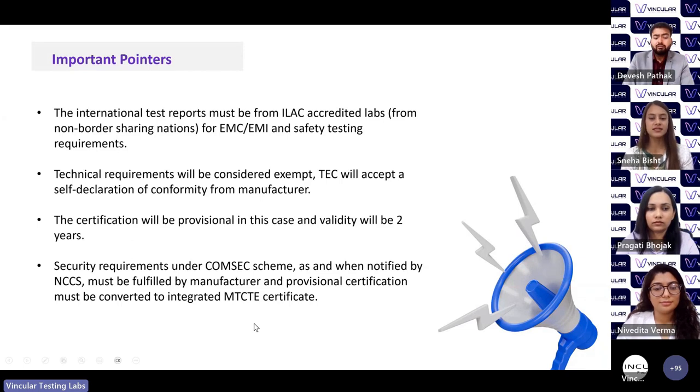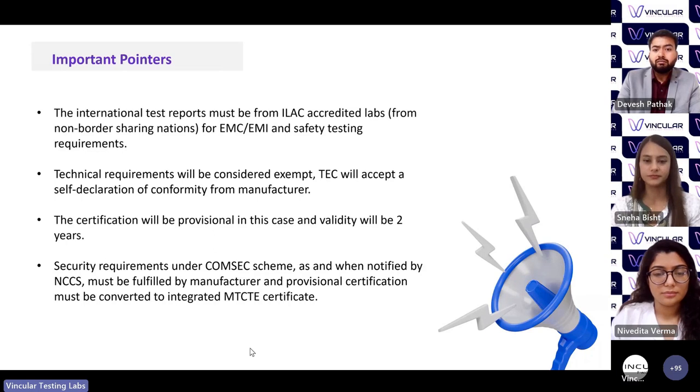The reason behind this is that the labs in the country might not be well equipped to test these technical requirements for devices with high-end current and voltage requirement. Technical requirements not being a traditional global parameter, TEC will accept a self-declaration of conformity from the manufacturer. Based on this self-declaration of conformity, TEC will consider technical requirements to be exempt for the product.